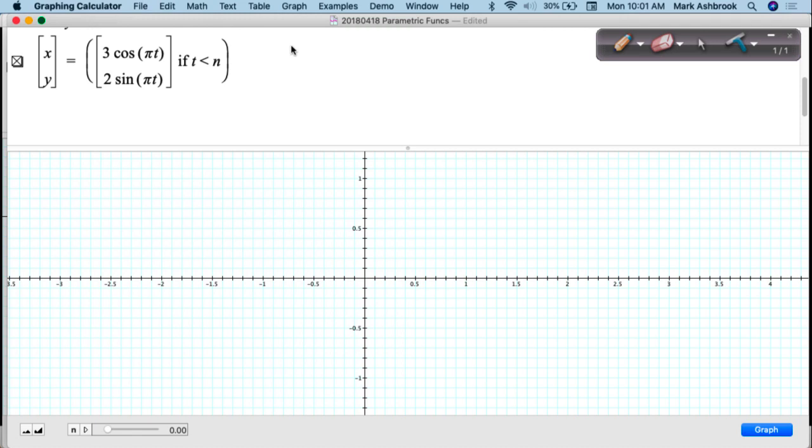All right, how about this one? Okay, so notice this is a little bit different. Now we got 3 times cosine of pi t, 2 times sine of pi t. But you guys are becoming more skilled at this, so can you sketch this without technology? Sketch this without technology. See if you can do it.